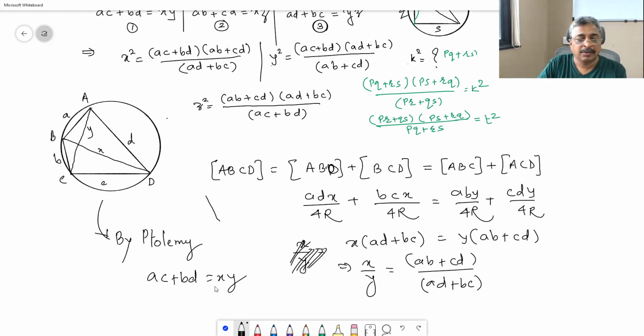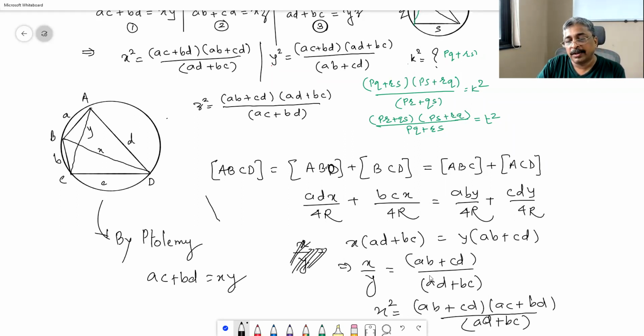Oh, very nice. So let us multiply XY with X upon Y. We get X square is equal to (AB plus CD) into (AC plus BD) upon (AD plus BC). Similarly, if we take reciprocal of this, it is Y upon X and then multiply with XY, you get Y square, and hence algebraically also by considering areas of the same figure in two different ways, you get exactly same identity.